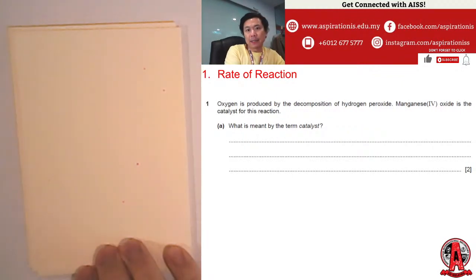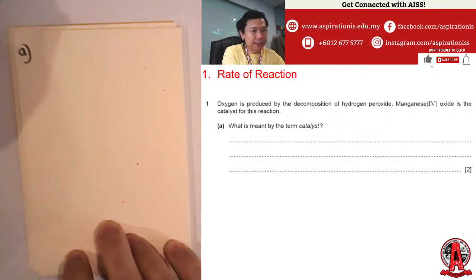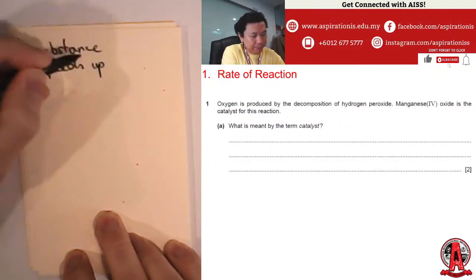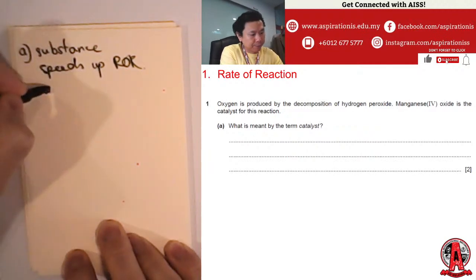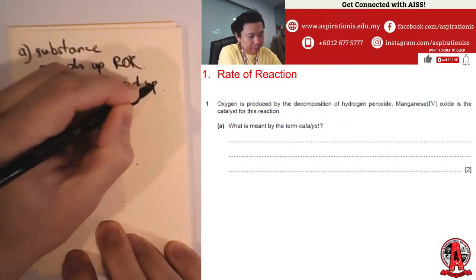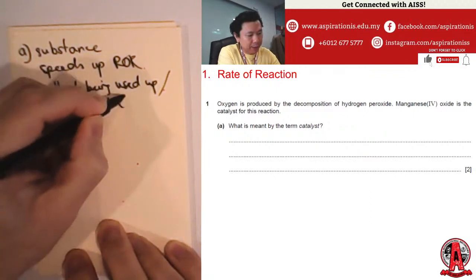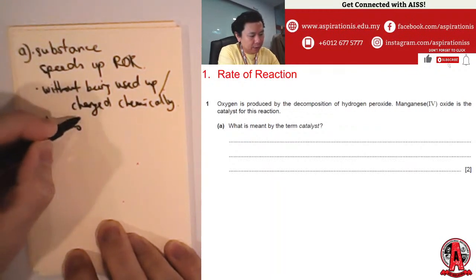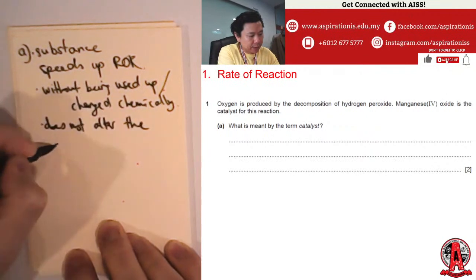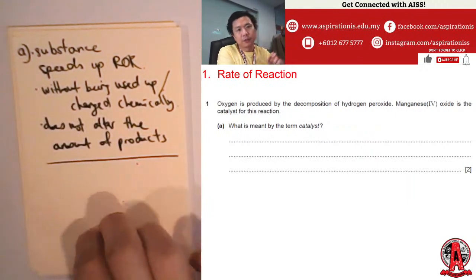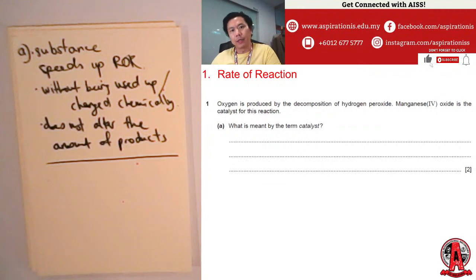So what is meant by the term catalyst? Of course, it is a substance that speeds up the rate of reaction without being used up, or without being changed chemically. And it does not alter the amount of products. So this is the complete answer when it comes to what is the term catalyst.